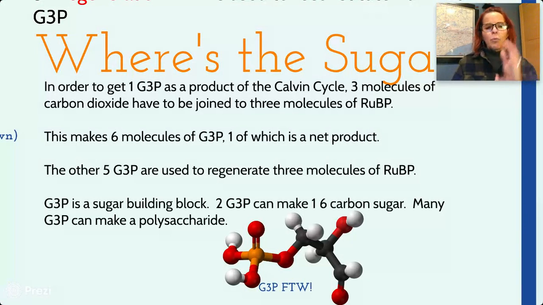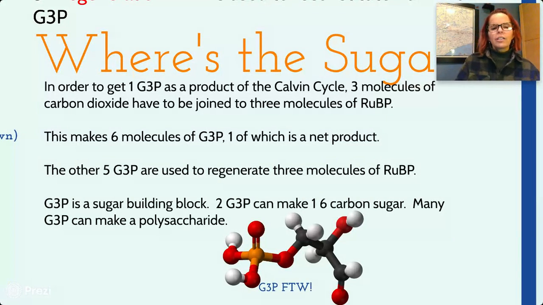So in order to get 1 G3P, also called PGAL, as a product of the Calvin cycle, 3 molecules of carbon dioxide have to be joined to 3 molecules of RuBP. This makes 6 molecules of G3P, one of which is a net product. So as the cycle turns, one PGAL leaves, and 3 carbon dioxides have to come in each time.